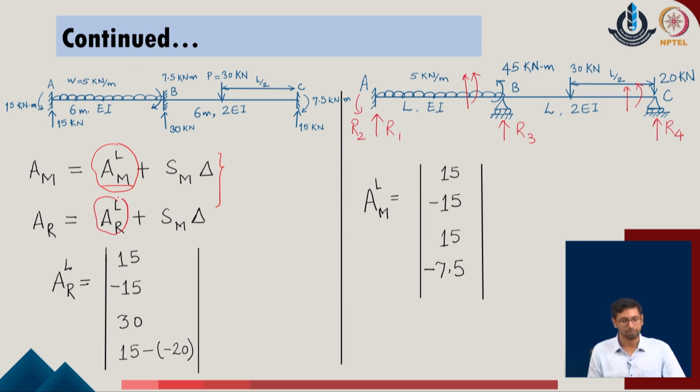Similarly, A of R L defines the amount of the reactions appearing in the respective directions of the reactions with respect to the fixed ended system. S of M is defined with respect to the member part of the given system, whereas S of R corresponds to the reactions of the given system. The delta value has already been evaluated in the previous step. So, by knowing the values of the fixed end components and the respective stiffness contributions of the given system, one can easily evaluate the overall member forces and the support reactions.